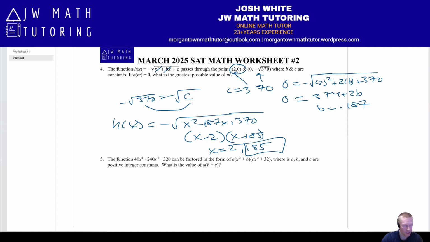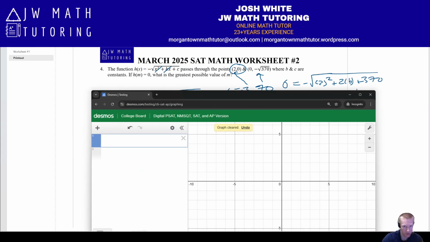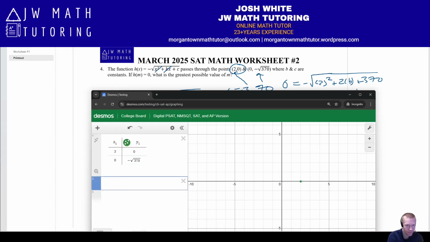Now, a couple things to mention in Desmos. If you try to do this using regression, you're going to see something unusual. So first, okay, here are the 2 points that we have. If you just try to type it exactly as it is, you're going to run into a problem, and it's because of the square root.